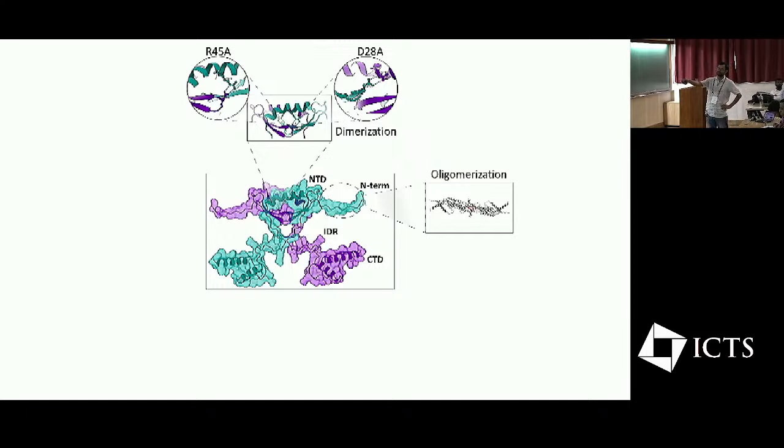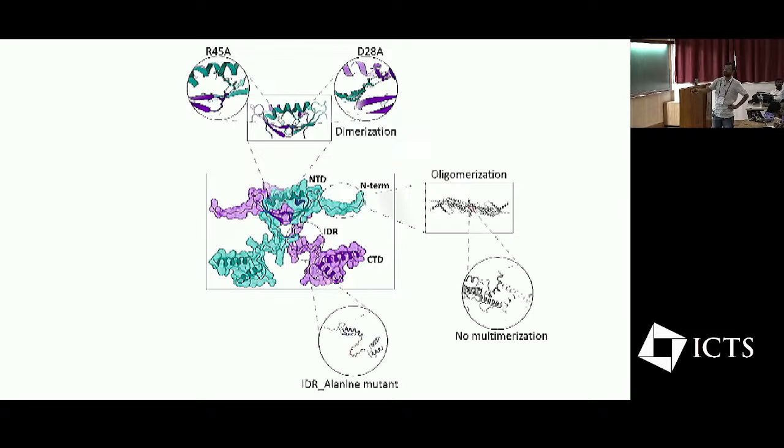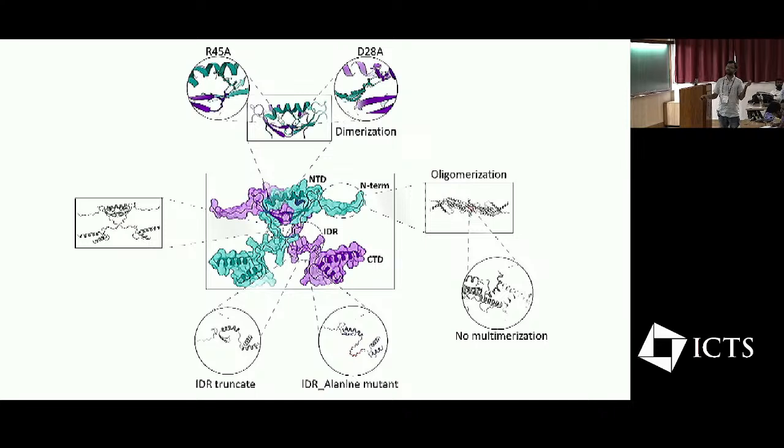So we generated a truncation of the protein that doesn't carry the C-terminus. The other part, we also removed the IDR. We did several mutations in the intrinsically disordered region, including converting some of the lysines to alanines and arginines to alanines, or we also truncated the entire IDR to see how each of those parts of the protein, each of those structural motifs, play a role in liquid-liquid phase separation.